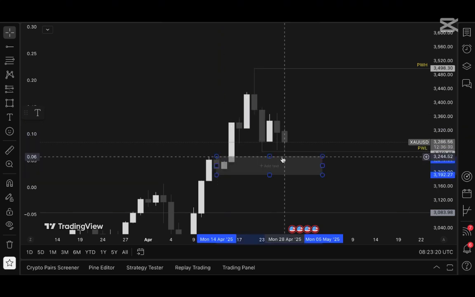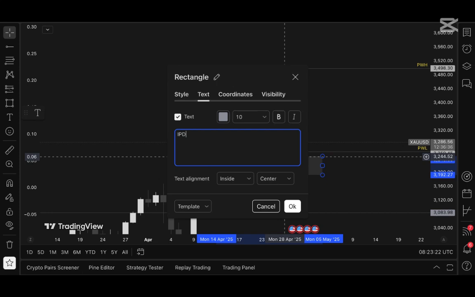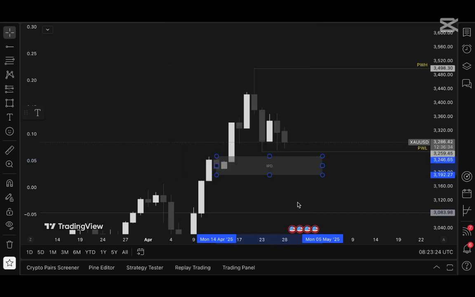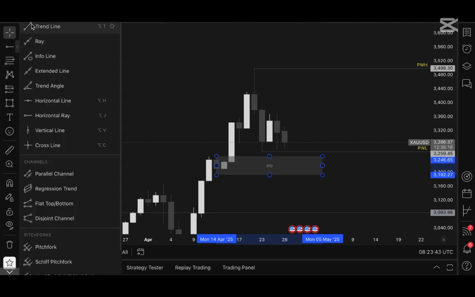We can say this is our IPD area for now, immediate price delivery area, which basically means that once price gets all the way down here, it will simply hit and then move upwards. All right, this is where we will be looking to see an upward move. Now we have to mark our daily levels as well.